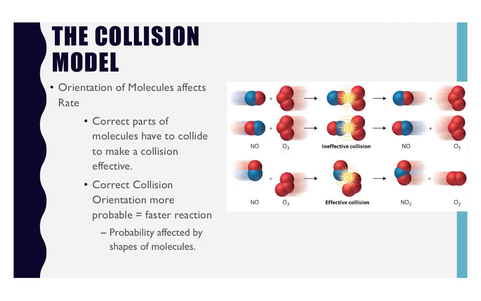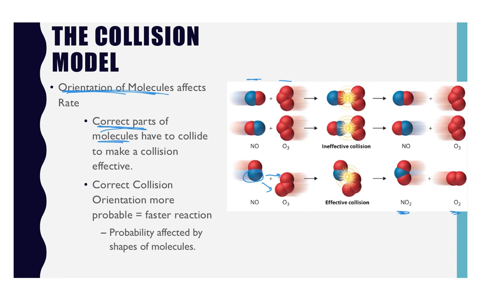Second factor that affects how frequently collisions can be successful, or affects our rate, is the orientation of molecules. When the particles collide with one another, you have to have the correct parts of the molecules colliding to make an effective collision. Over here, I have the reaction of nitrogen monoxide and ozone, hopefully trying to make nitrogen dioxide and oxygen molecules. In order for that to happen, as it shows down here, you have to have the nitrogen from the nitrogen monoxide hit one of the ends of the oxygen molecule. If it doesn't do that, you're not going to have enough energy.